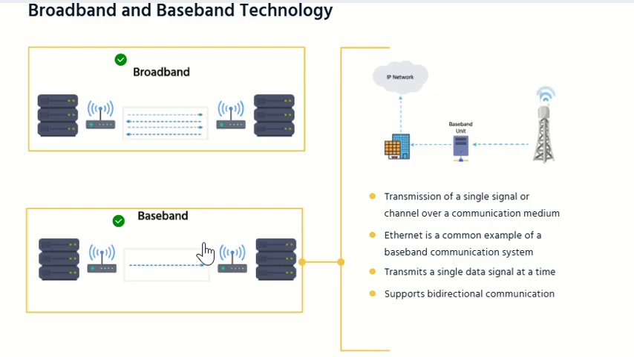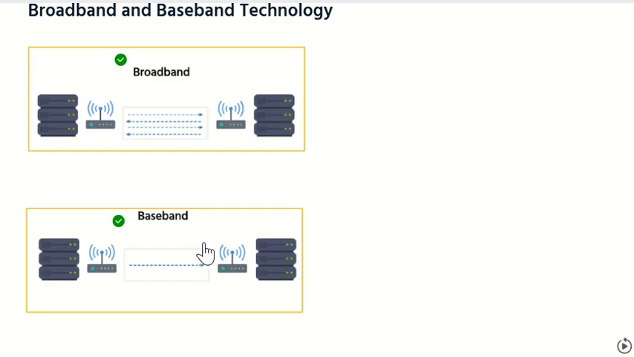Baseband systems are typically limited to a single communication channel and are used over short distances, similar to a railway track where only one vehicle can use it at the same time. Click Next to continue.